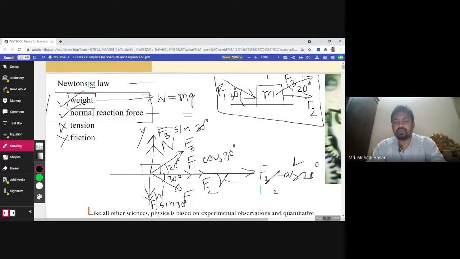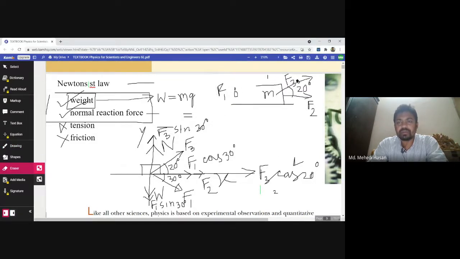Okay, so this is the complete free body diagram of this problem. So now we can see that here along the x-axis the components are F1 cos 30 degree, F2 and F3 cos 20 degree, and along the y-axis, positive y-axis two forces acting and negative y-axis two forces are acting. Okay, so the thing is that the object is moving along the x-axis, there is no movement along the y-axis, so the movement along the y-axis is 0.